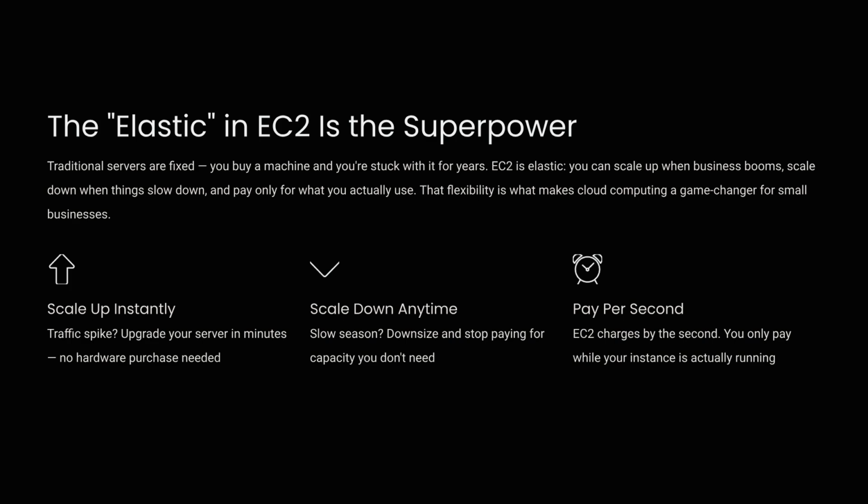The Elastic in EC2 is its superpower, providing flexibility that traditional servers lack. You can scale up instantly during traffic spikes or scale down during slow seasons. Plus, EC2 charges are calculated per second, so you only pay while your instance is actually running.